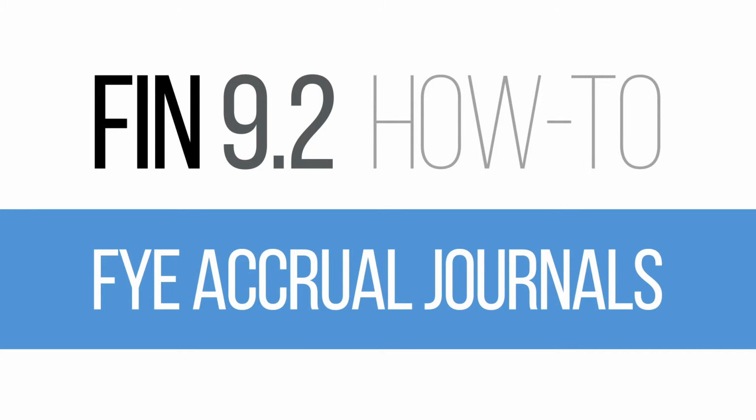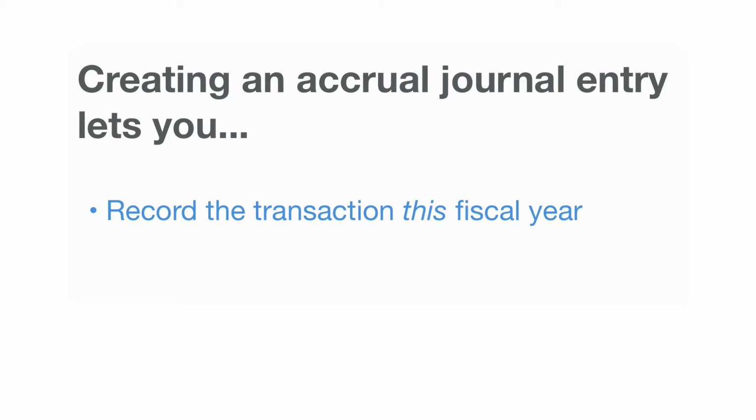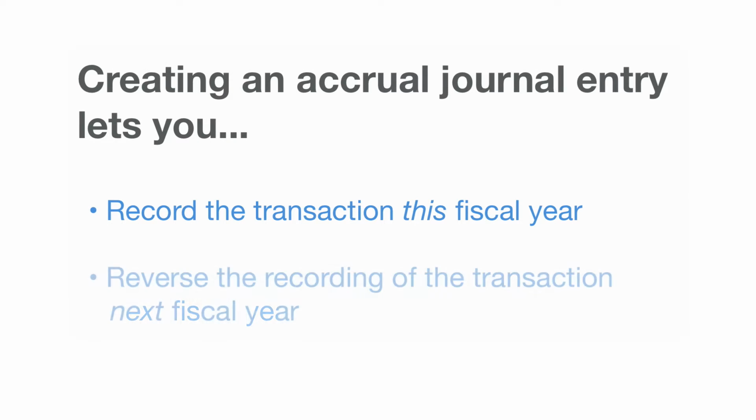At fiscal year end, you may have an expense or revenue to accrue. This happens when a transaction was incurred or earned in the fiscal year that's ending, but the transaction hasn't yet been recorded in FIN 9.2. Creating an accrual journal entry lets you record the transaction in this fiscal year and reverse the recording of the transaction in the next fiscal year, when the expense is actually paid or the revenue is actually received.